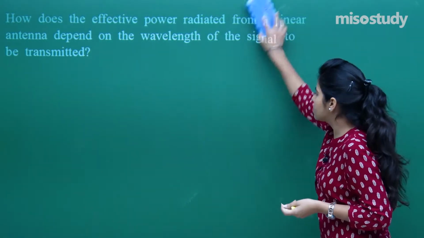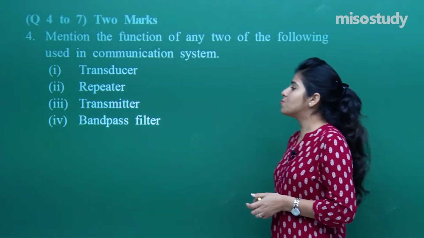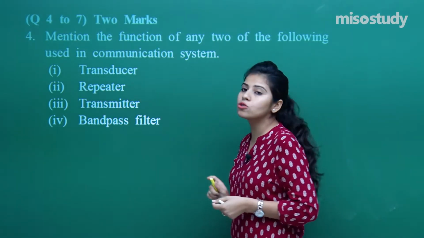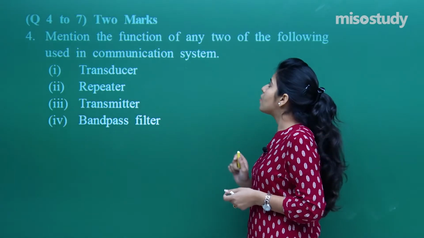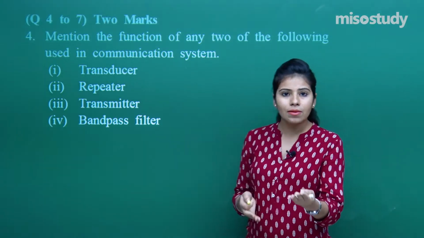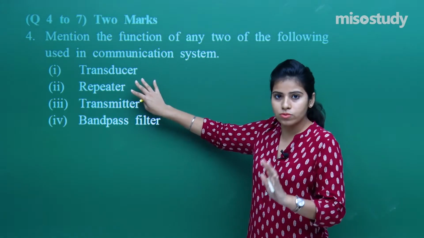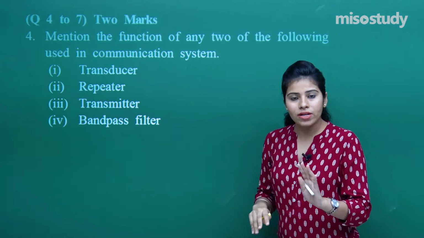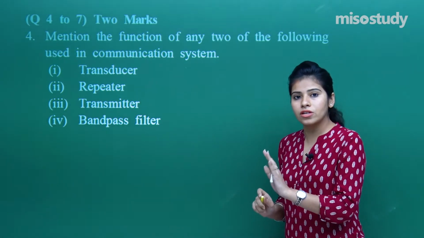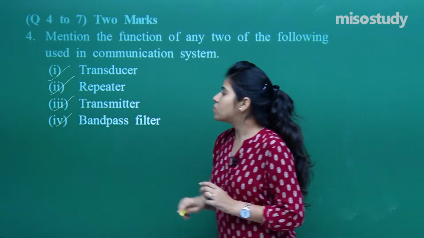Next question. Now the category has been changed. Question number 4 to 7 are the 2 mark questions. So mention the function of any two of the following used in a communication system. It is up to you which you are comfortable with. You can give the definition of that too. But to make you understand, I am going to give you the definition of all the 4 terms that have been written over here. The transducer.